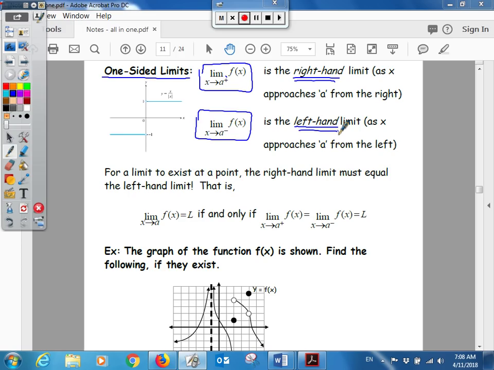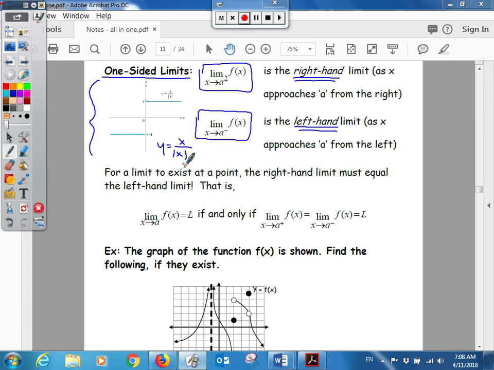We read this as the limit as x approaches a from the right of f of x, or the limit as x approaches a from the left of f of x. The key to this one-sided limits business is that sometimes a function will only have a right-hand limit or a left-hand limit as x approaches a specific value. For instance, with this function here, y equals x over the absolute value of x, this is what its graph looks like.